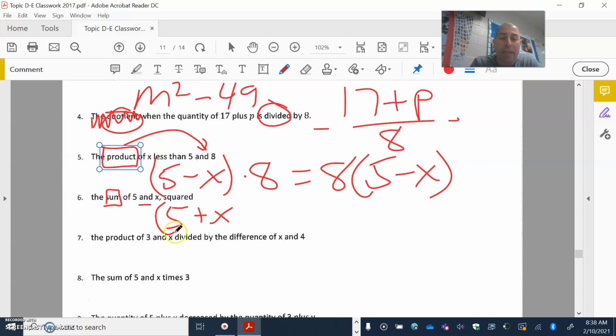You're going to wrap it in parentheses. Then we need to square it. Remember, squared was the shortcut way of saying to the second power. So they're saying, I want you to add first, and then I want you to square it. The parentheses is what makes us add first.